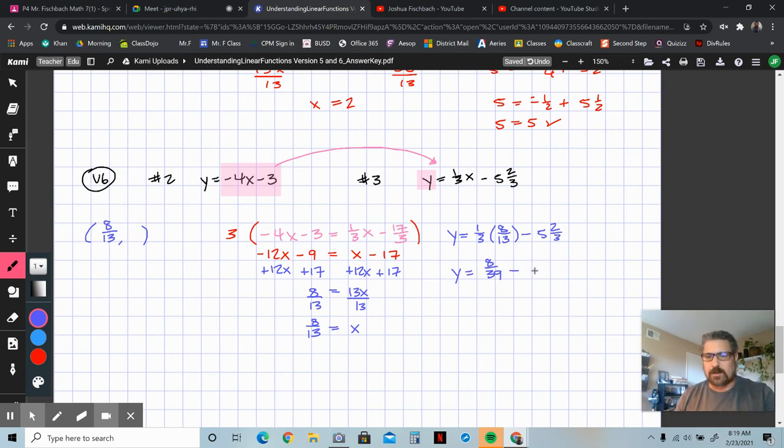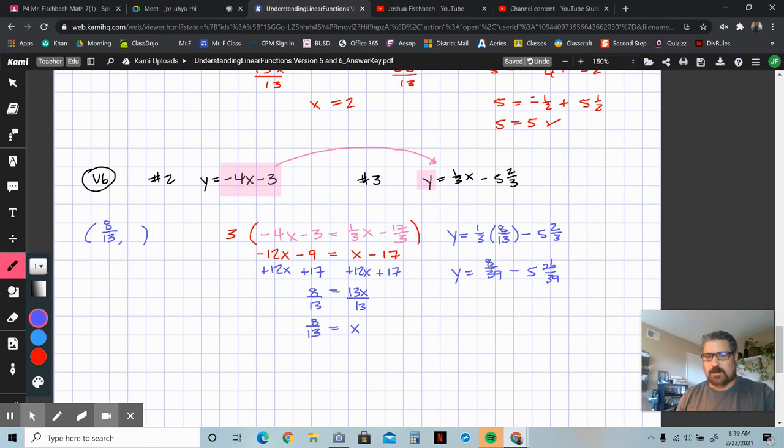Now, when we look at 5 2/3, we can write 2/3 out of 39. So 3 times what would equal 39? 3 times 13 is 39. So that's going to be 39ths, as long as we times top and bottom by 13. What's 2 times 13? 26. So this is the same as negative 5 and 26/39ths.